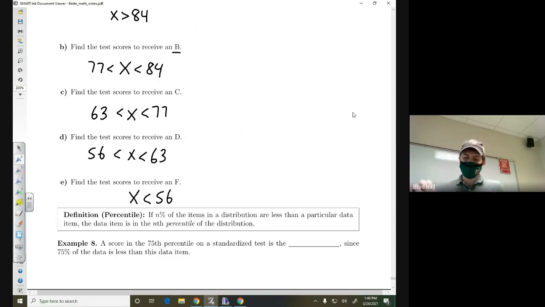Now, example 8 is kind of a challenge problem in a sense, but if you get this right, we can get out a little early. A score in the 75th percentile is the blank, since 75% of the data is less than this data item. As soon as you get this, we can wrap it up for the day. A score in the 75th percentile is the blank, because 75% of the data is less than this item.